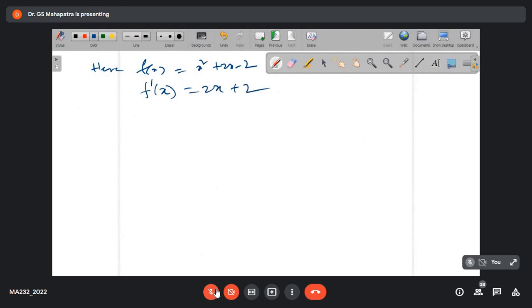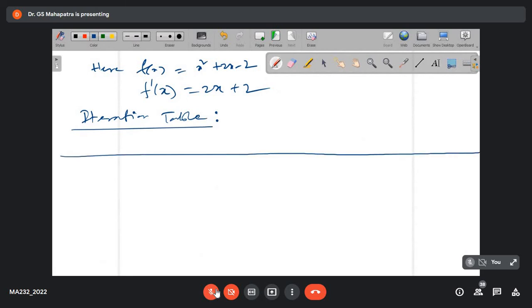Now the computational table, or iteration table. What are the columns for this? It is n, xn, f of xn, f dash xn, hn, and xn plus 1. So this is the table.